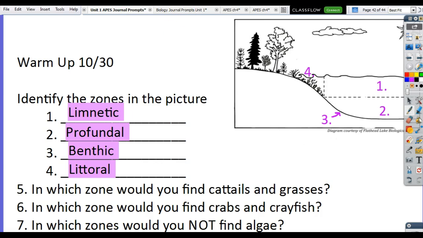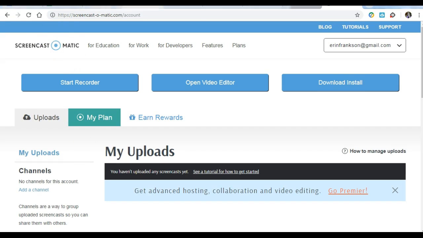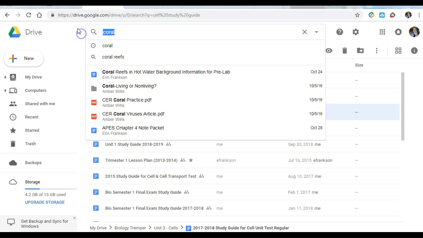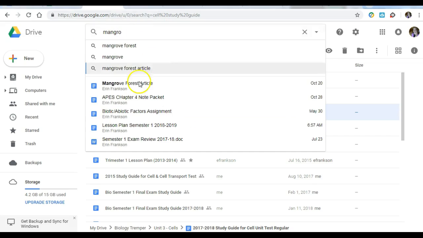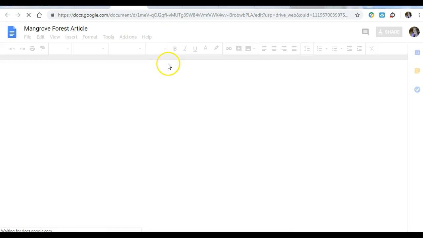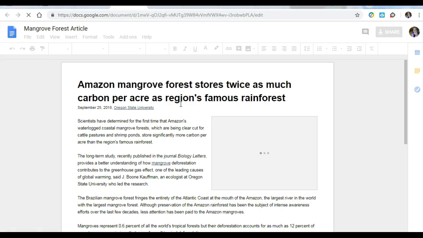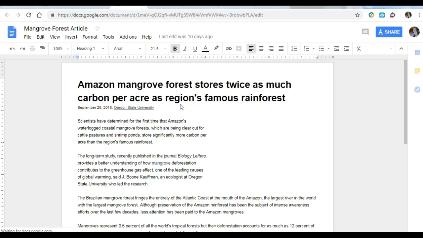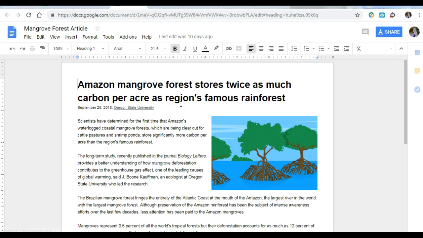All right, so mangroves on your desk. You have an article on mangroves, so take that out. Who needs one? If you need one, come grab one up front. So mangroves are one of the aquatic biomes we're going to be talking about. So follow along, I'm going to read through this.